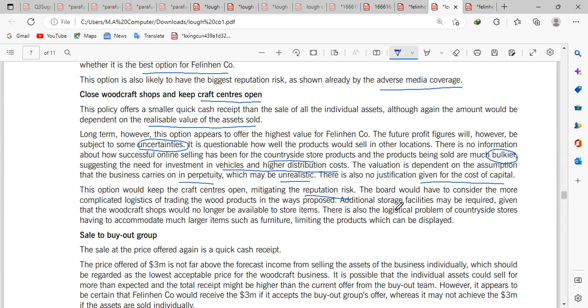Additional storage facilities may be required, given the woodcraft shops would no longer be available to store the items because we are closing them. There is also a logistical problem of countryside stores having to accommodate much larger items such as furniture, limiting the products which can be displayed.